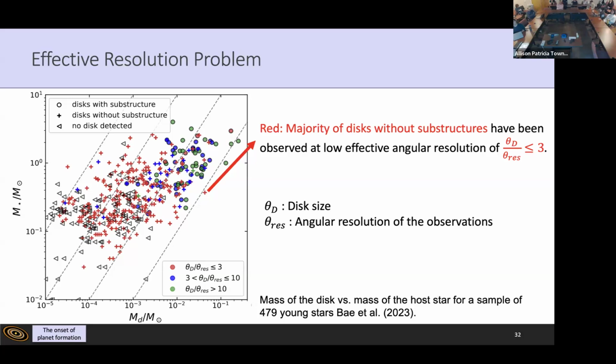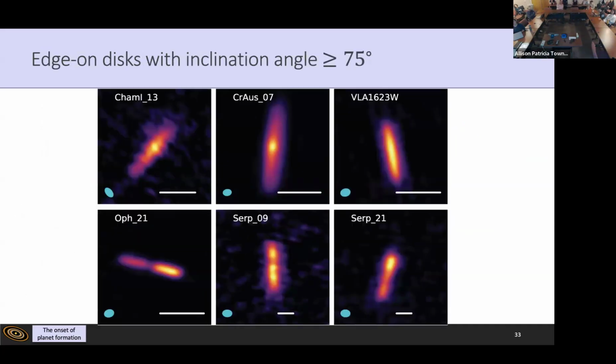So we limit the effective resolution to be around 4. So meaning that for every disk, there are at least 4 measurements, 4 beams across the diameter. In addition, it's very hard to detect substructures for edge-on disks. It might be possible, but it's very difficult. So that's why we exclude the edge-on disks with inclination angle greater than 75 degrees.